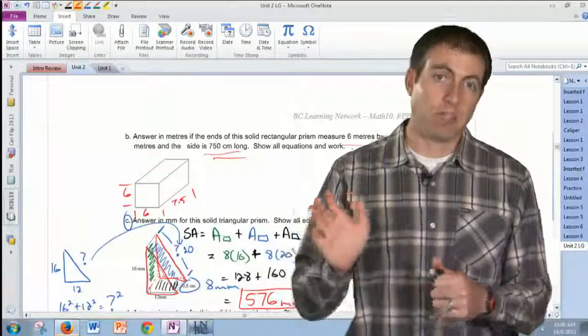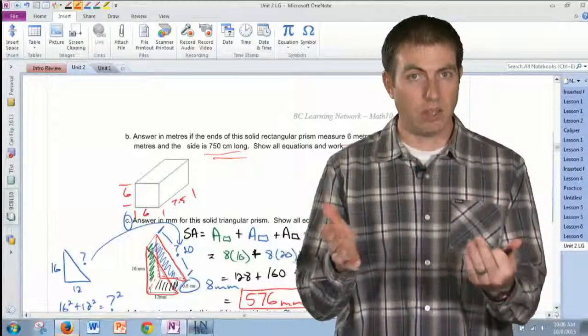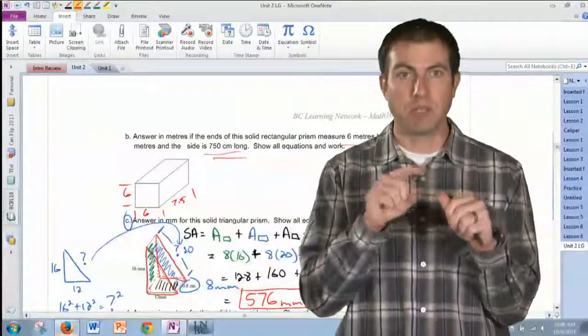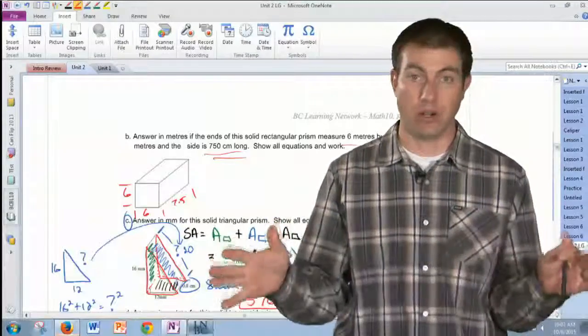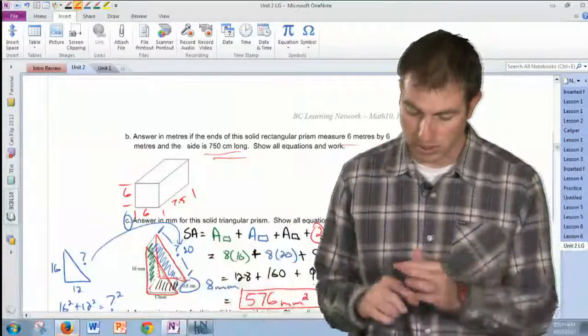So sometimes it'll say pictures are drawn to scale, but unless it physically says this picture is drawn to scale, just assume they aren't because it shouldn't make sense and it won't.